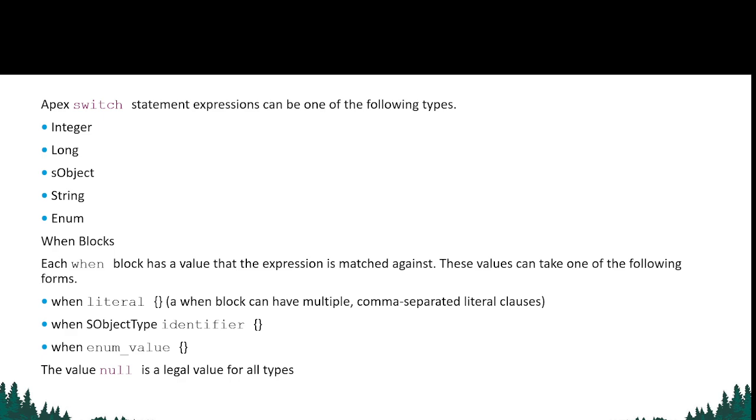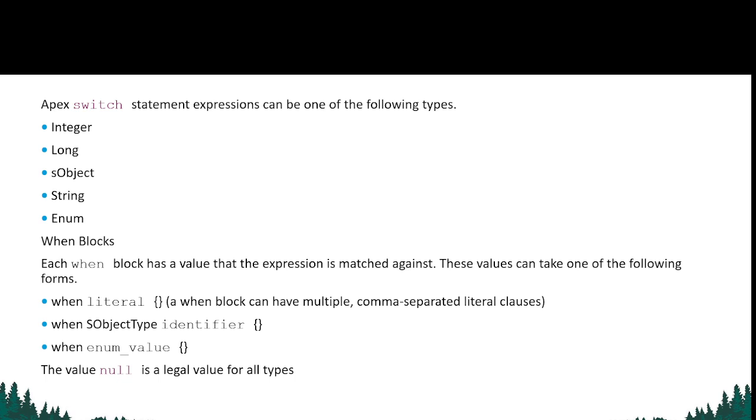We have one different type of block here, that is the when blocks, which we have not studied earlier. A when block is storing a value, that is an expression value that is matched against the switch expression. These values will take one of the following forms. A when literal, where a block can have multiple comma separated literal clauses, then we have the SObject identifier type, then we have the enum value.